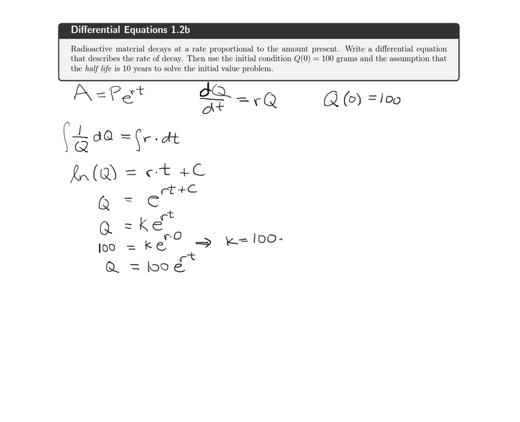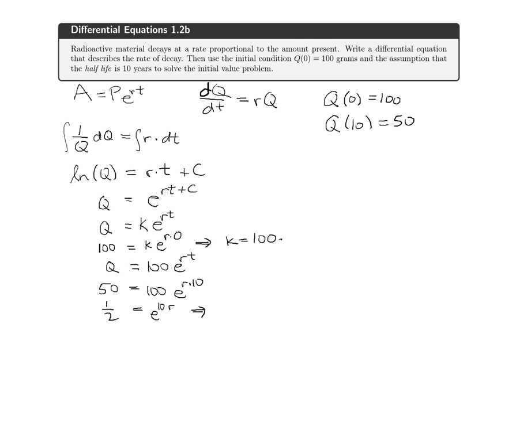All right, we are told that the half-life is 10 years. So after 10 years, we can expect that the quantity will be 50 grams. So 50 equals 100 times e to the r times 10. And that's because we were told that q of 10 equals 50. Okay, now we can just solve for r. We divide by 100, then take the natural log. So divide by 100, you're going to get 1/2 equals e to the 10r.